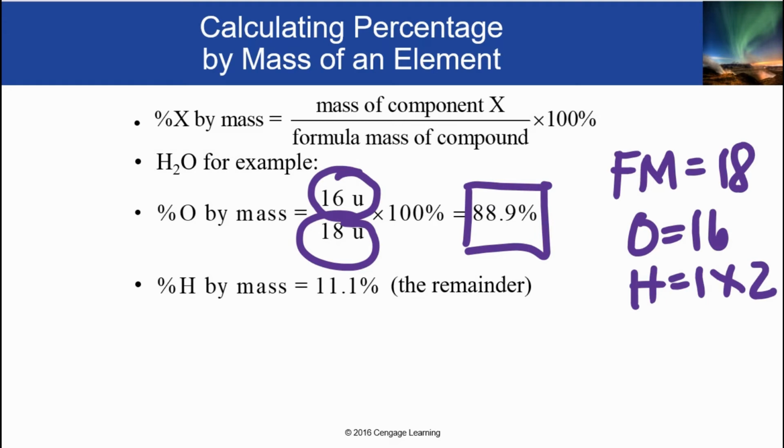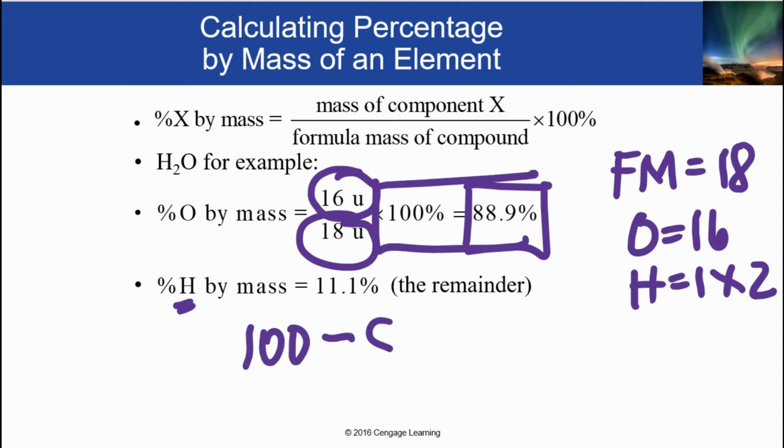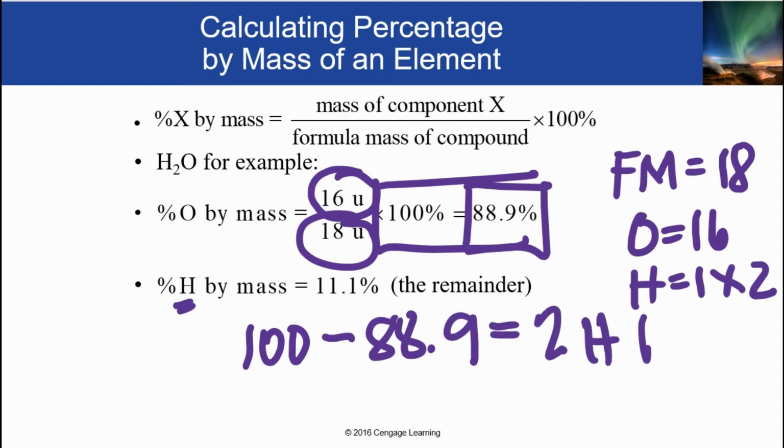So, paano natin naman makuha yung percentage ng hydrogen? Pwede natin ulitin yun, or kunin na lang natin yung difference ng ito. So, you subtract 100 minus 88.9. So, that will give us the percentage of hydrogen by mass.